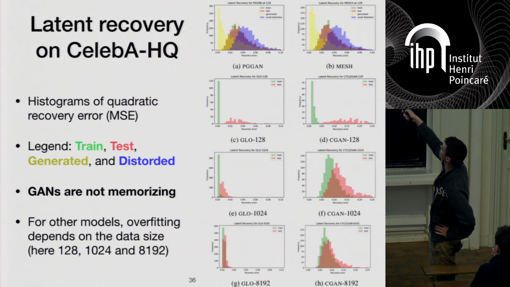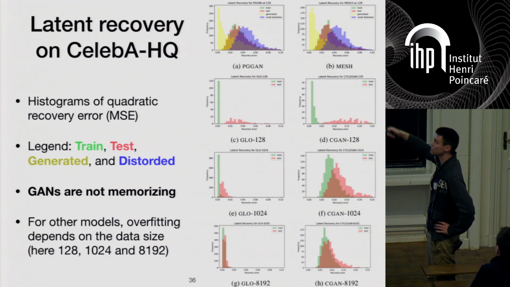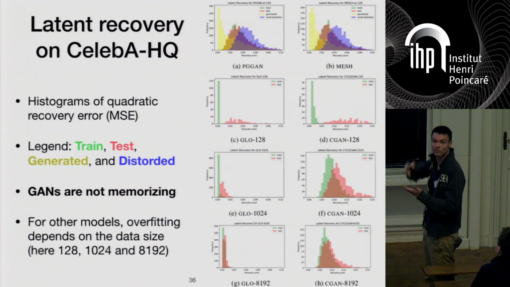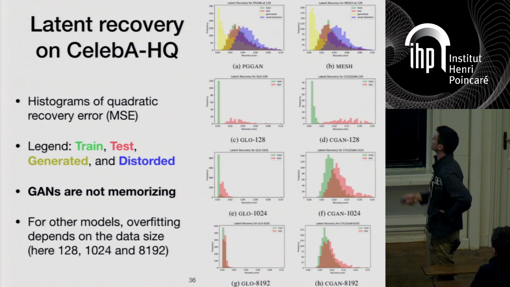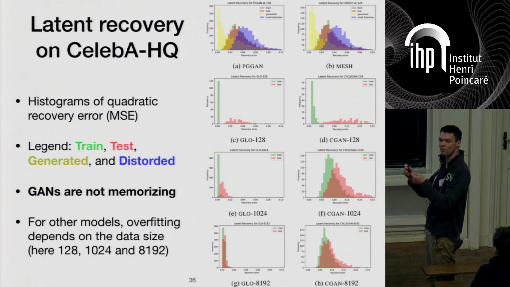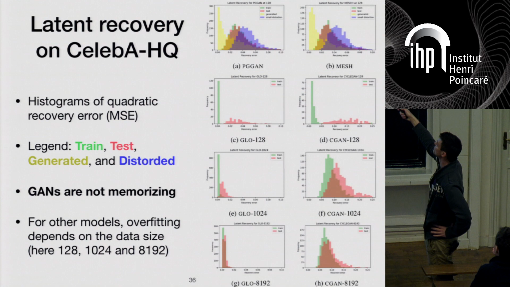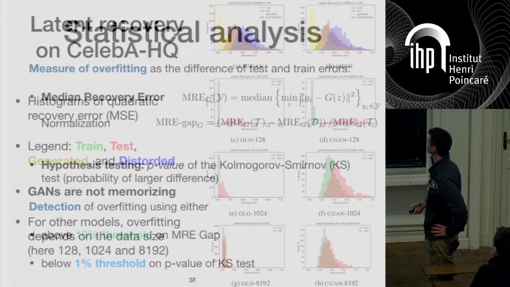As a baseline, we give two different histograms. The yellow is for generated images, for which we have a kind of perfect reconstruction. This is to give you a measure of how we differ from a perfect reconstruction. And the blue is what happens when we distort the images a little bit. This shows that this is quite a good reconstruction, but still not perfect.